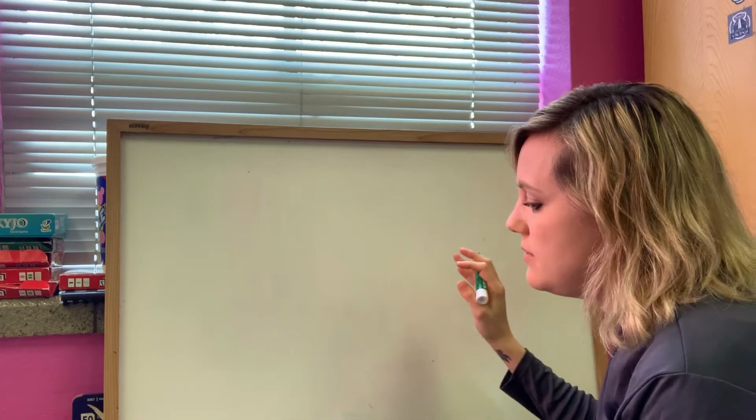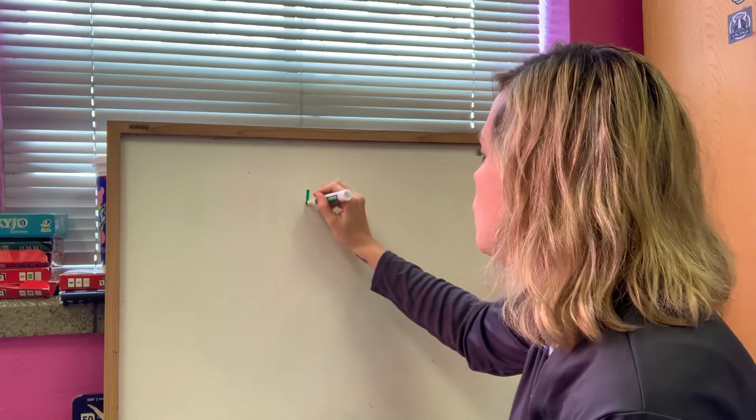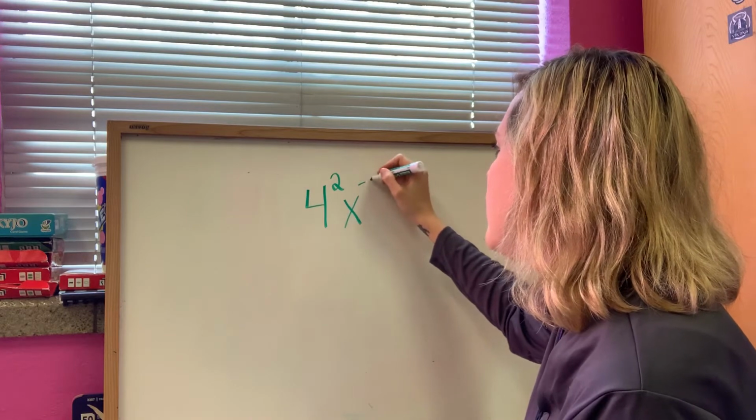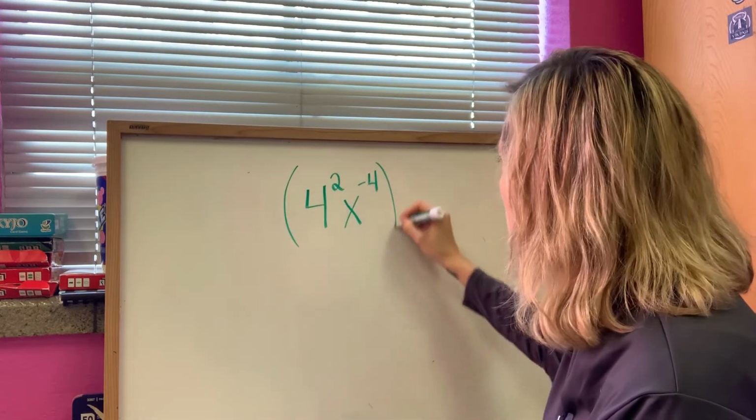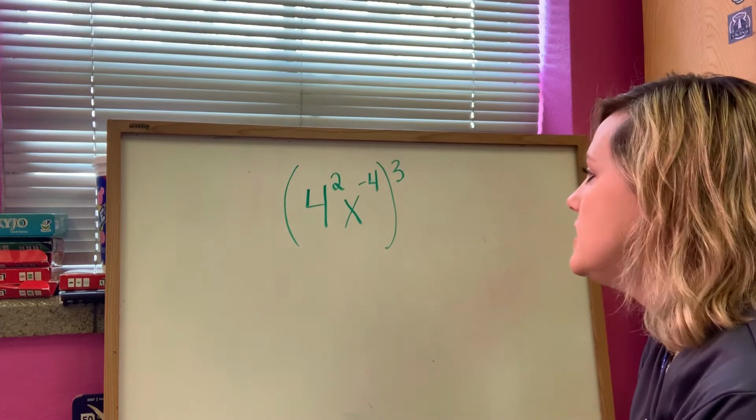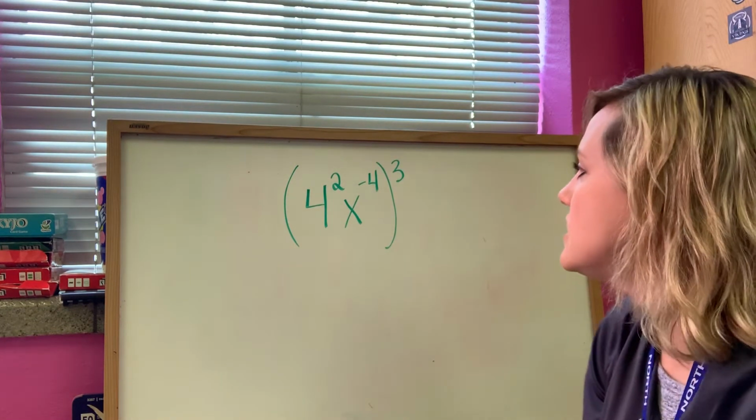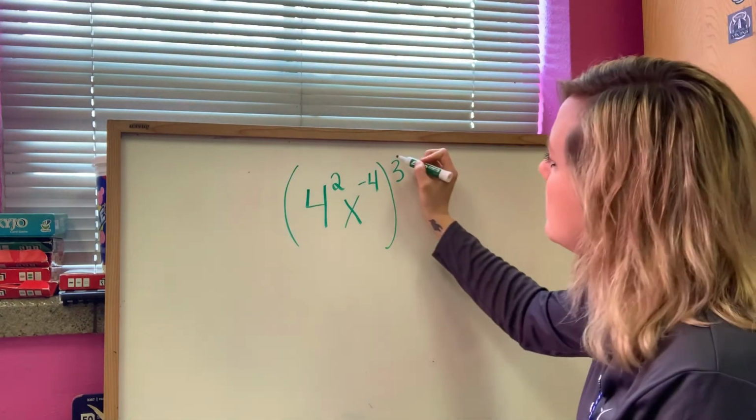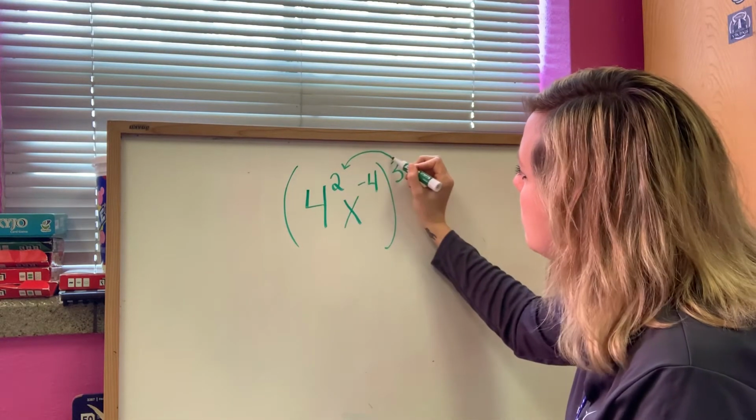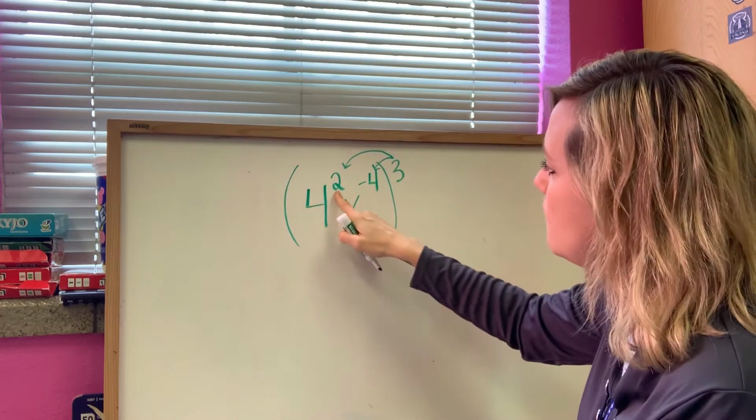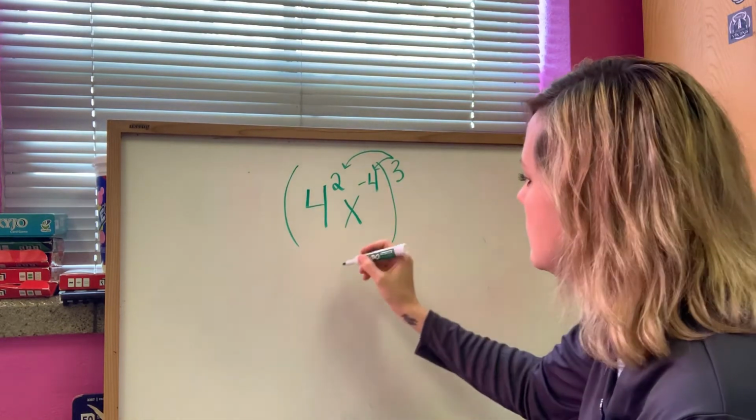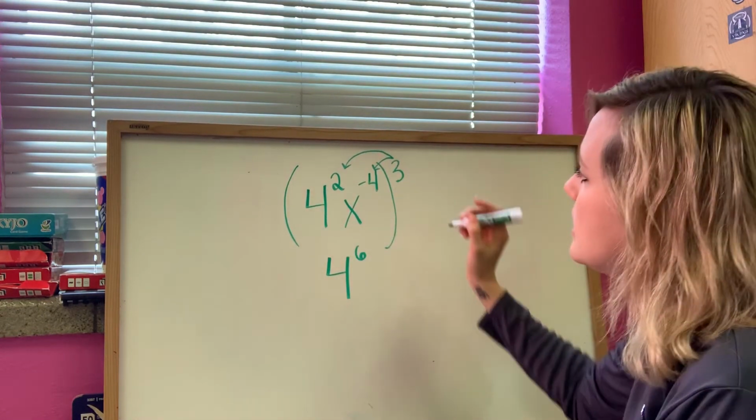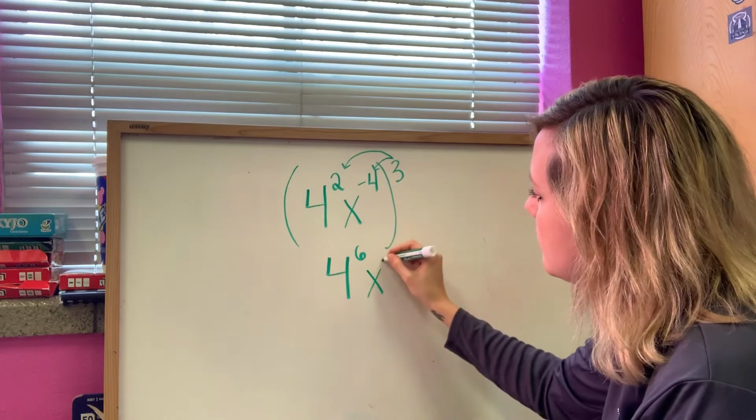Let's try some including the exponent of negatives and zeros. So let's say we have 4 squared x to the negative 4th all cubed. Okay, so that means again we have 4 squared x to the negative 4th power 3 separate times. I'm going to start using the distributive property, and 2 times 3 would give me 6, so I'd have 4 to the 6th power, and then negative 4 times 3 would give me negative 12.